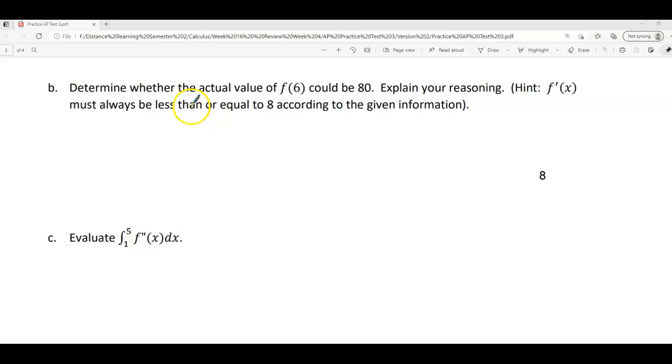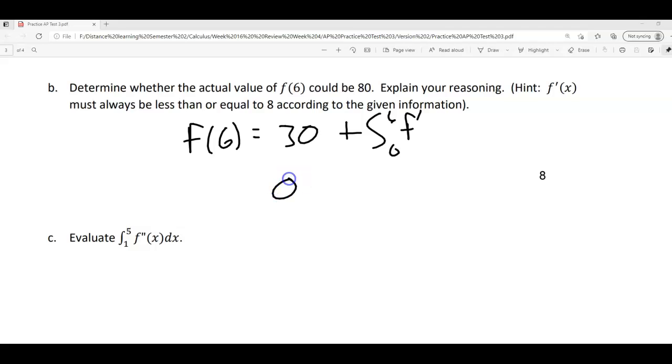All right, so part B, this one's a pretty tricky question. We just found out in part A that f of 6 is equal to 30, which is f of 0, added to the integral from 0 to 6 of f prime, right? So let's keep that in mind. Now, in the beginning of the problem, they told us that f prime is always less than or equal to 8. So they told us this actually in the beginning. So the derivative is always somewhere between 0 and 8.